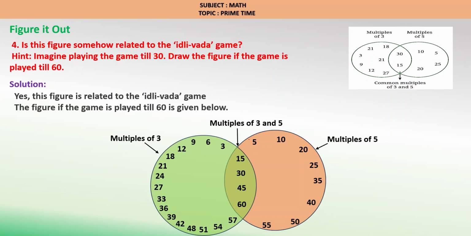We have written here, on the left hand side, multiples of 3: 3, 6, 9, 12, 18, and so on. On the right hand side, multiples of 5: 5, 10, 20, 25, 30, 45, 50, 55. And in the middle here are the common multiples of 3 and 5, 15. So 15 is a multiple of 3 as well as 5. Similarly 30, similarly 45, 60.